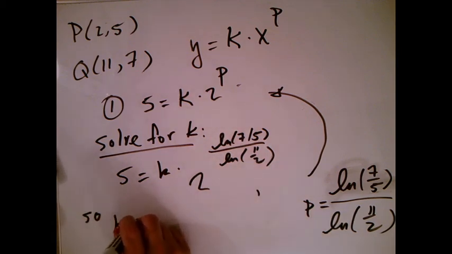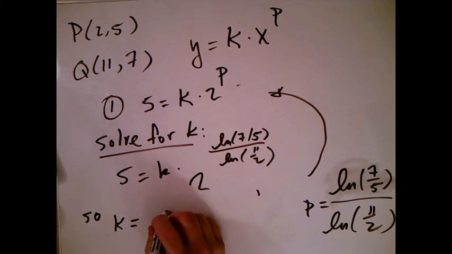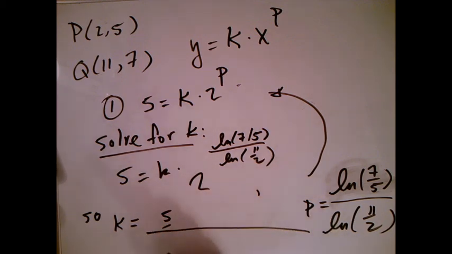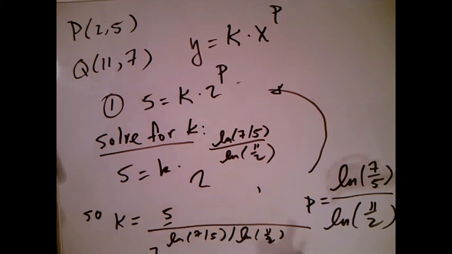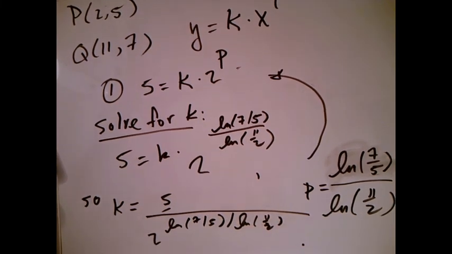So k equals 5 over 2 to the ln of 7/5, and still in the exponent, the ln of 11/2. You might have thought since we were doing power functions, the ln's would go away, but they don't. So I have this power and this coefficient, and we can find a power function that goes through both. Ta-da!